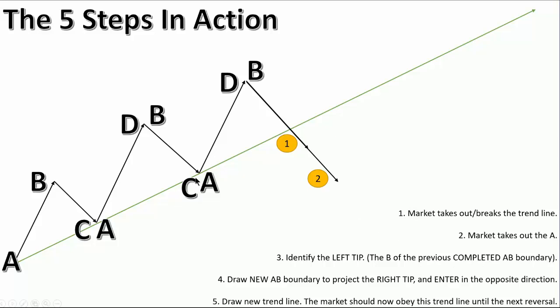If I take a look at this, the only reason why this was my AB boundary is because the previous ABCD fulfilled itself, which means this is going to be my left tip. I will take that price point and put a line going across that price point over here. And the reason for that is as a reference point. That price is going to be a reference point.